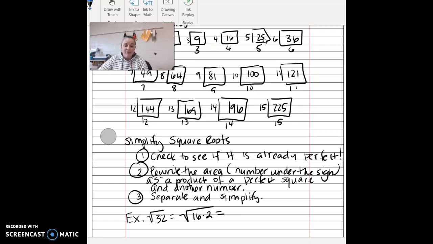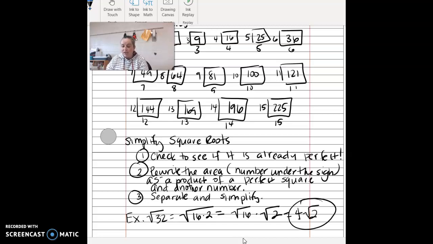All right, now what we have to do is separate them and simplify. So I get the square root of 16 and the square root of 2. Then I simplify now that I've separated them. The square root of 16 is a nice number. The area is 16, so what side length? Oh, it's 4. So I can rewrite that as 4. The square root of 2, is that a nice number? No. There's no nice number that you can multiply by itself to get 2, so we just leave it as the square root of 2. This, 4 times the square root of 2, is the same thing.